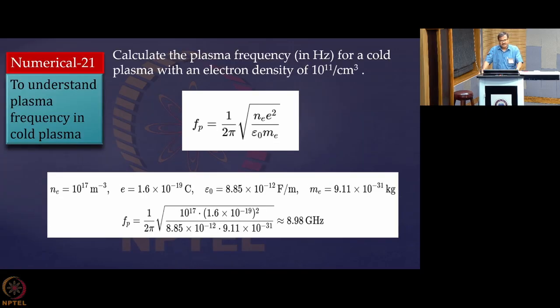Now I come to the numerical, the 21st numerical, where we want to know the plasma frequency. We feel curious to know what may be the plasma oscillation frequency of the cold plasma devices that we are going to apply for, say, biomedical applications. So suppose the density is 10 to the power 11 per centimeter cube. Usually they are presented in per meter cube nowadays, so you should multiply by 10 to the power 6. So it will be 10 to the power 17 per meter cube, the number density.